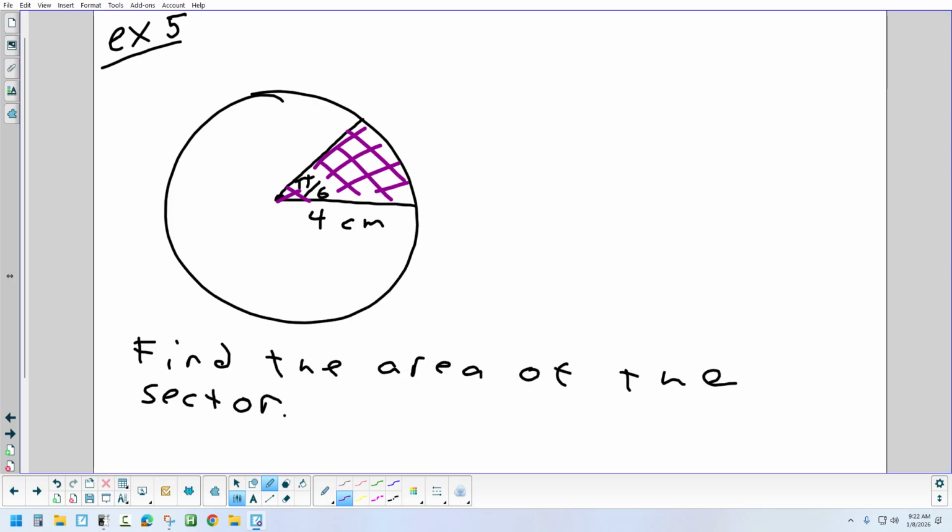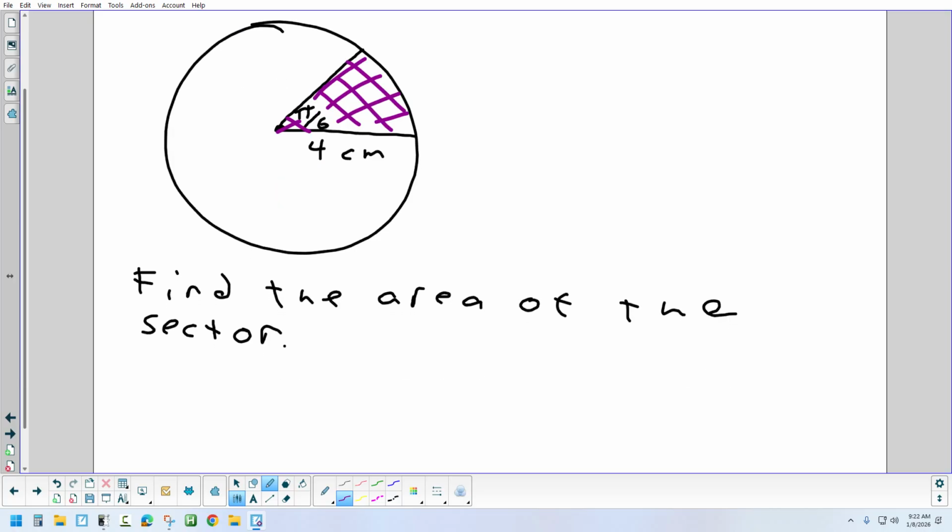Now, is that shape that I just shaded in purple a triangle? No, it's got 2 sides that are straight, but then it's got that third edge that's curved, just like a piece of pizza. So no, it's not a triangle. You can't use 1/2 base times height. That wouldn't work.